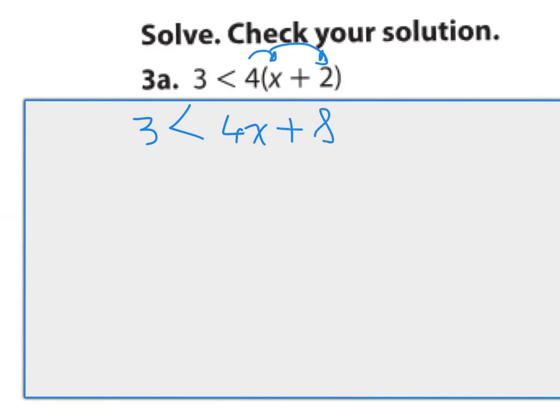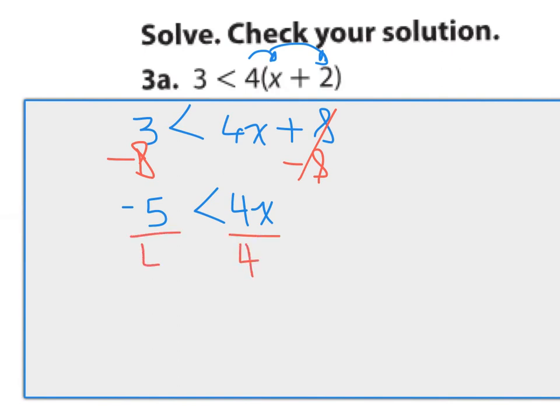Okay, let's use subtraction property of equality to remove the 8 on both sides. And that gets rid of my 8, leaving me with my 4x is greater than 3 minus 8, which is going to give me negative 5, right? And now I will remove the 4 by using division property of equality on both sides. And when I do that, 4 divided by 4 is 1, and 1 times x is simply x.